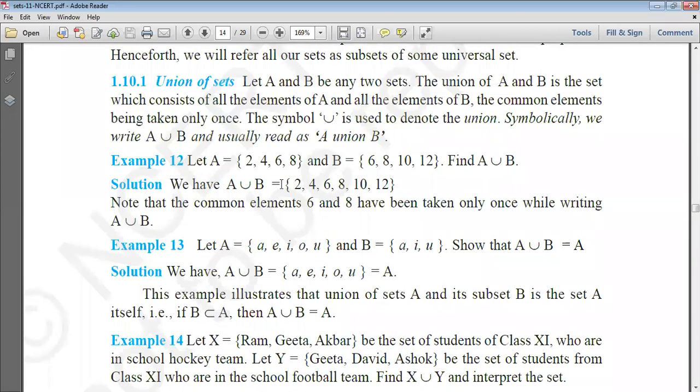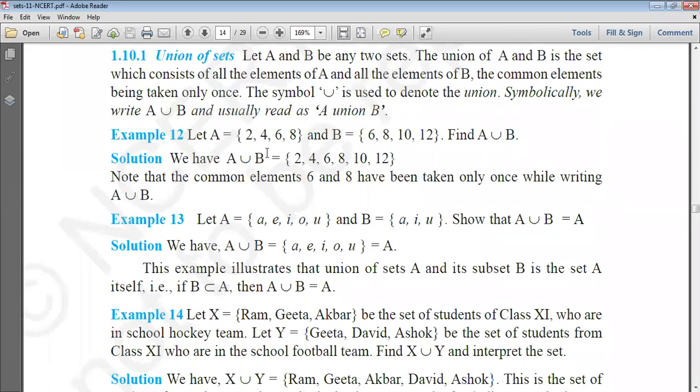Let us go through an example, very simple here. An example is here, example number 12. A is one set which consists of 2, 4, 6, 8. B is another set considered which consists of 6, 8, 10, 12. Now we need to find A union B. A consists of these four elements, and B consists of another four elements.